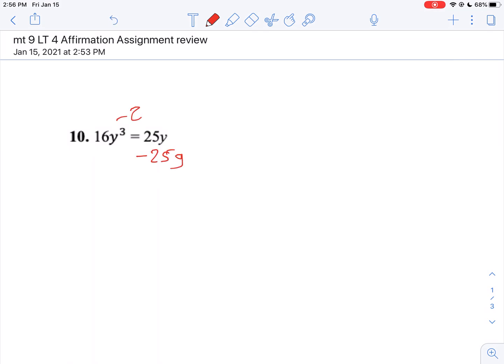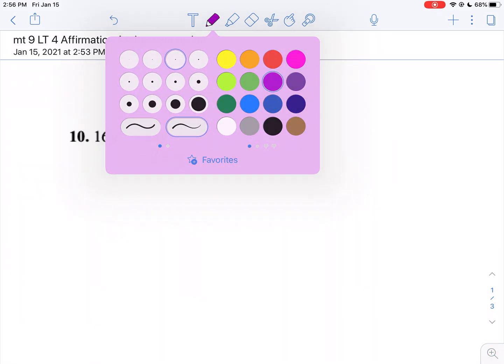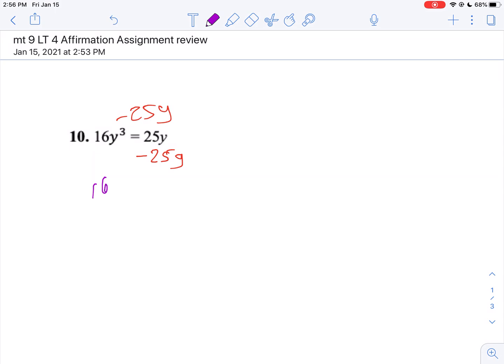And you don't have like terms, so you can't combine them on the left side. So we're going to say 16y cubed minus 25y equals 0. Now we're going to factor that. What goes into both terms? Well, they both have a y, don't they? So let's factor out the y.